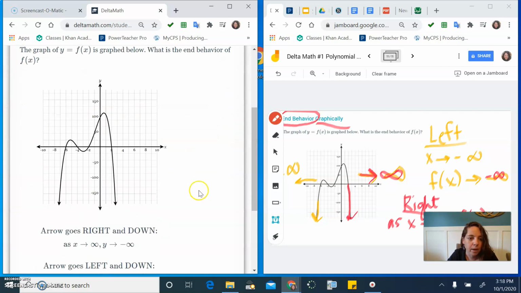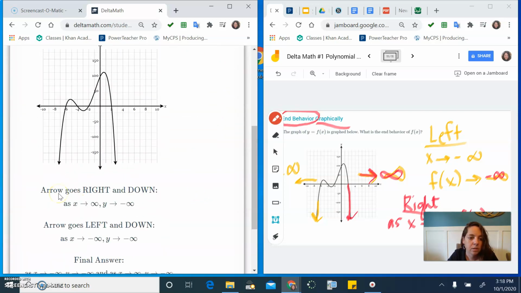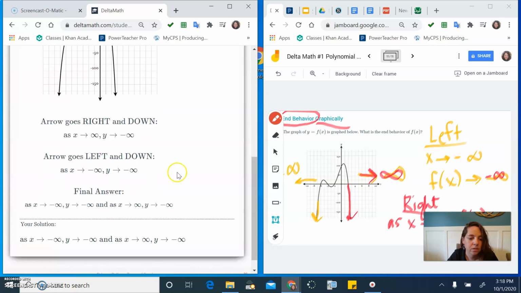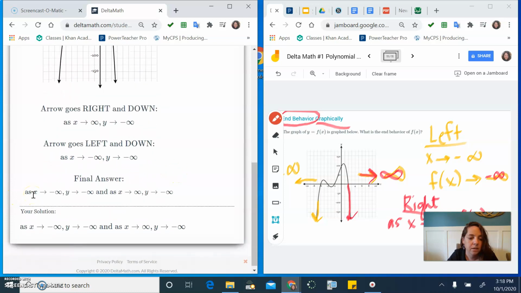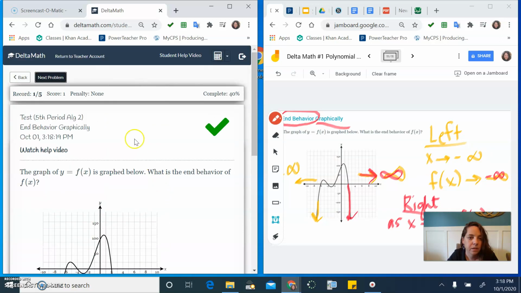And then they talk about why that's true. So on the left side, their arrow is going right and down, and it's also going left and down. So we say as it goes left, it goes down. As it goes right, it goes down. Okay, let's do another one.